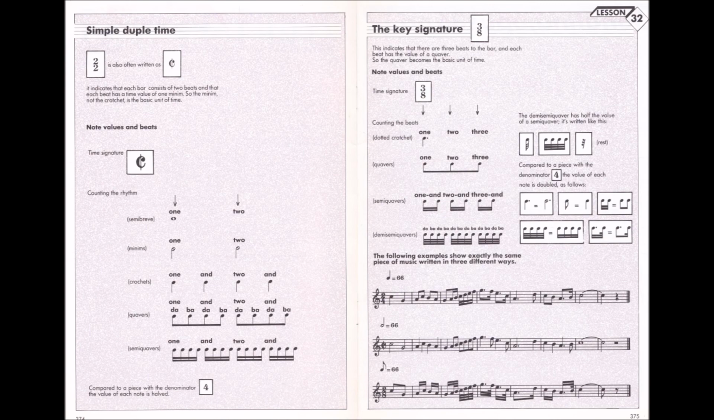Now, all this may seem a lot to take in, but really it's very simple. If you look at the examples A, B and C at the bottom of page 375, you'll see that they are 3 different ways of writing exactly the same piece of music. Let's start with A in 2/4 time, that is 2 crotchet beats to the bar. The metronome is set at 66, and we're going to play a crotchet to each metronome beat.